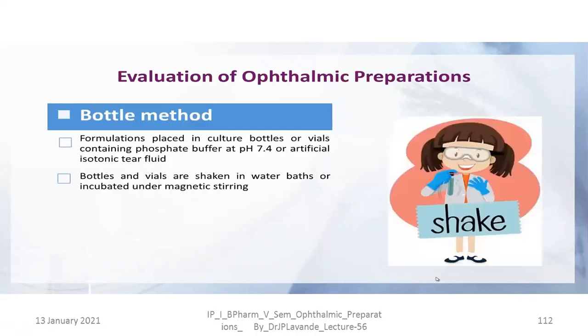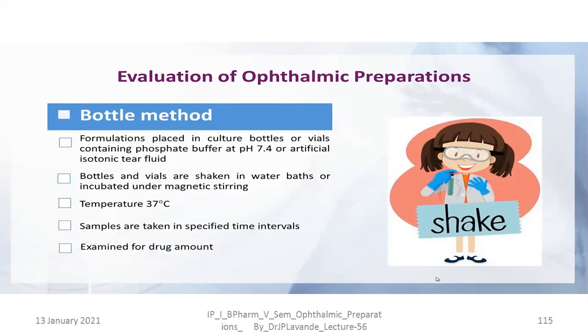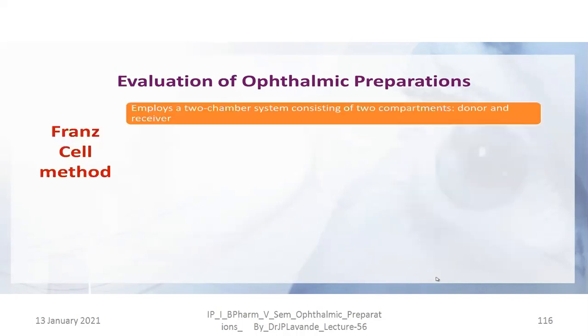As far as the bottle method is concerned, this is the method in which the product is to be shaken. The formulation is placed in the culture bottle or vials containing phosphate buffer at a pH of 7.4 or artificial isotonic tear fluid. The bottles and vials are shaken in a water bath or incubated under magnetic stirring, and the temperature should be maintained at 37 degrees centigrade. The samples are taken at specified time intervals and examined for the drug amount.